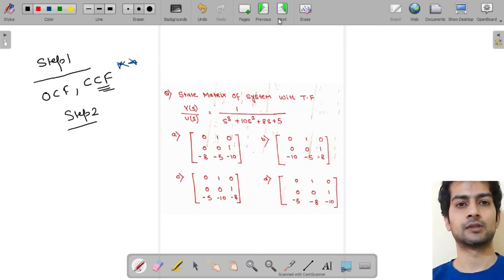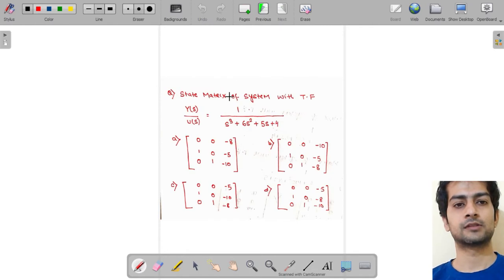Now, suppose we take another question to clear your doubt. Here also the transfer function is the same, s^3 + 6s^2 + 5s + 4.